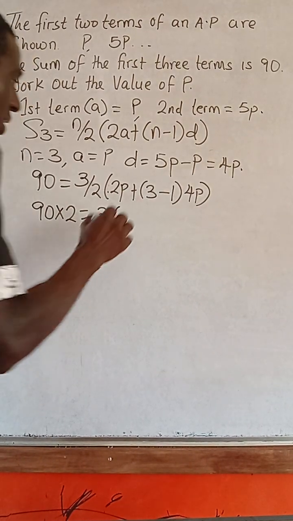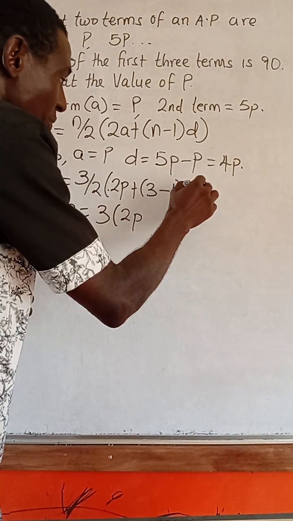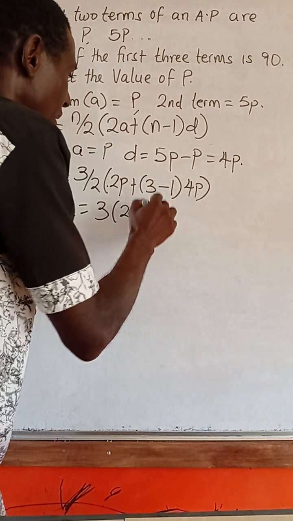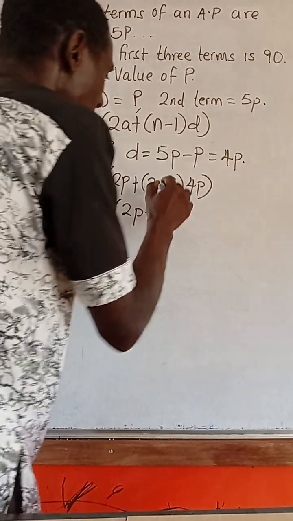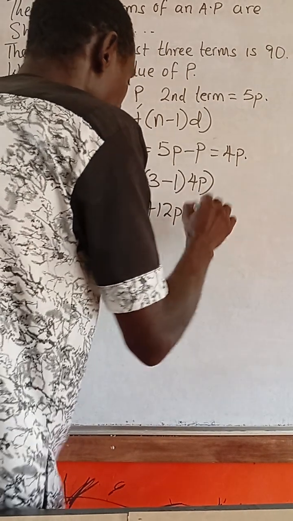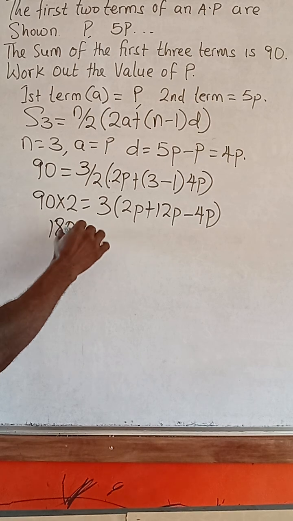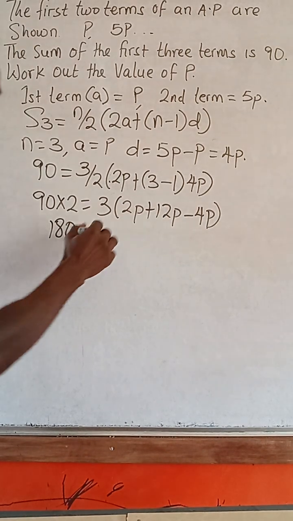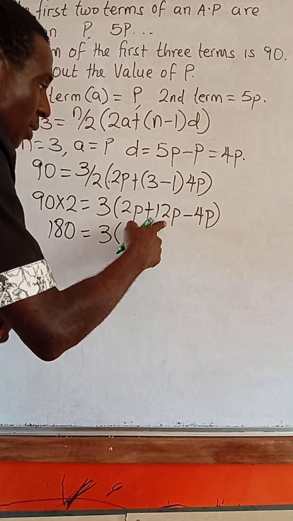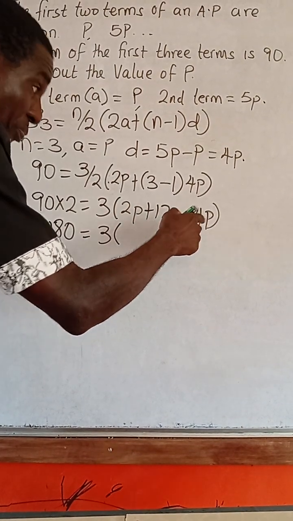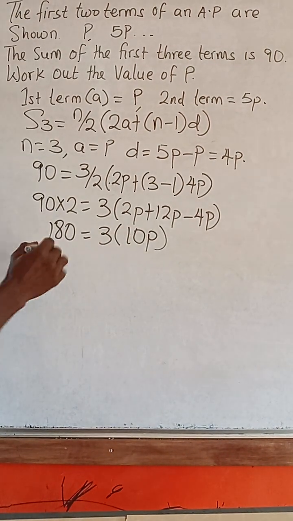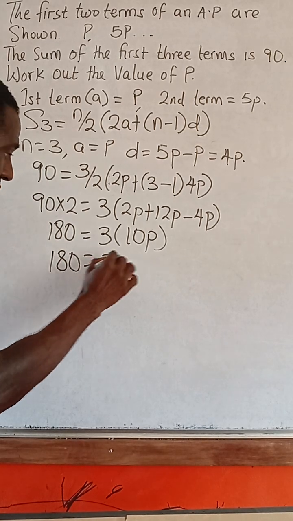So we open the bracket here. We have 2P. If we use 4P to multiply this, 3 times 4P will give us plus 12P. Then minus 1 times 4P will give us minus 4P. So here we have 180 equals, let's simplify what's inside the bracket first. We have 3 into brackets, so we have 2P plus 12P, that will give us 14P. If we subtract 4P from this, we have 10P. So if we open the bracket, we have 180 equals 30P.